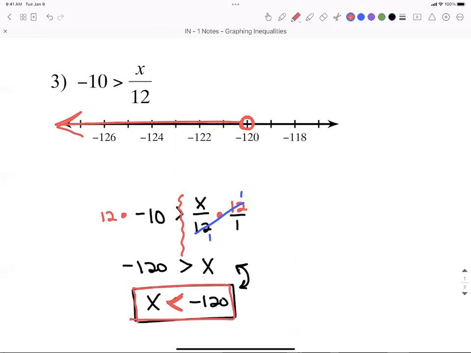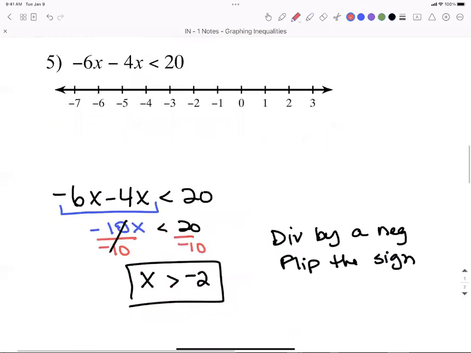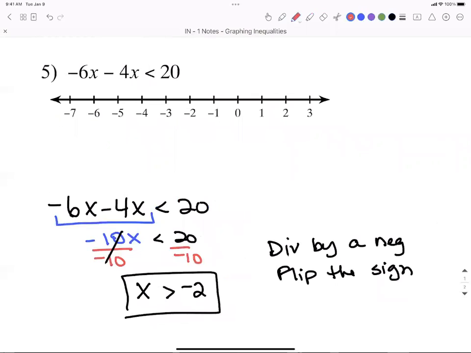Okay, and this is why I said I didn't really want you to leave it like that, is because that is very difficult to graph. Okay, you kind of have to flip your mind and think through it a little bit harder than what you need to. All right, number 5, open or closed over -2.